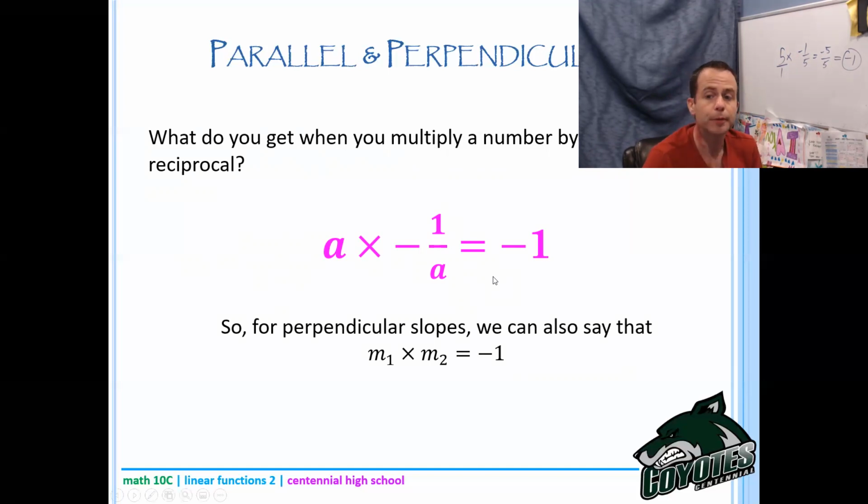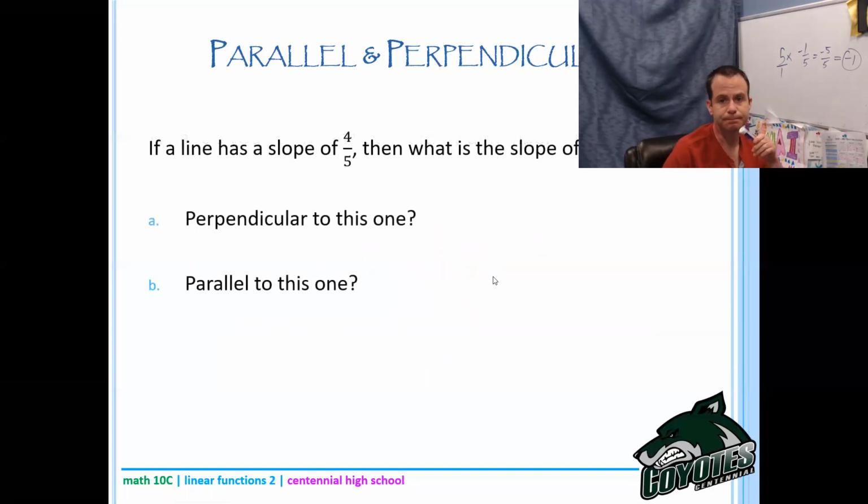So for perpendicular slopes, instead of just saying the slopes are negative reciprocals of each other, sometimes we say the two slopes multiplied together will give me -1, okay? All right. If a line has a slope of 4 over 5, what is the slope of a line perpendicular to this one? Well, if I want to be perpendicular, I have to take the negative reciprocal of that. So that'd be -5 over 4.